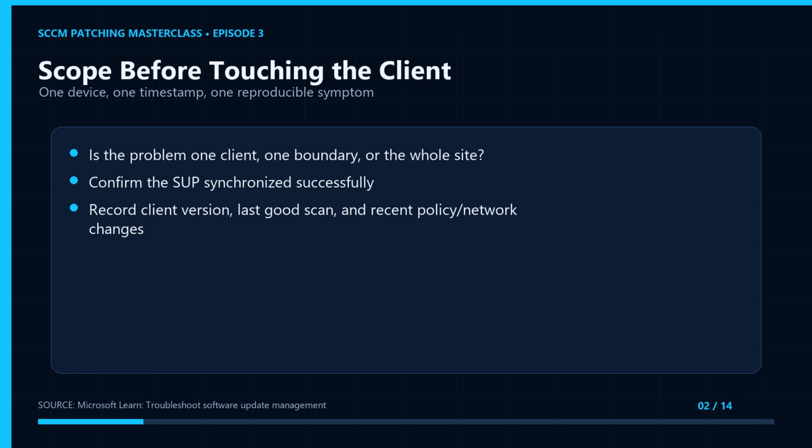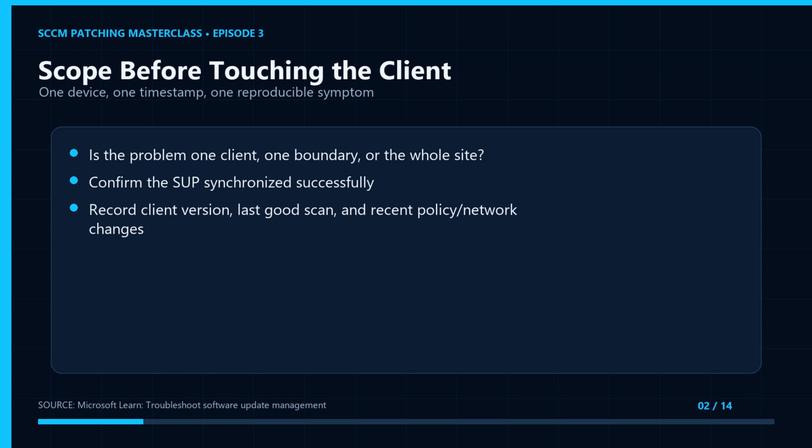First, scope the failure. Is one device affected, every device in one network location, or the whole site? Confirm that software update synchronization is successful and that the expected product and classification metadata exists. On one generic lab endpoint, record the current time, Configuration Manager client version, last successful scan, and recent changes such as a boundary update, software update point move, domain policy change, proxy change, or certificate renewal.